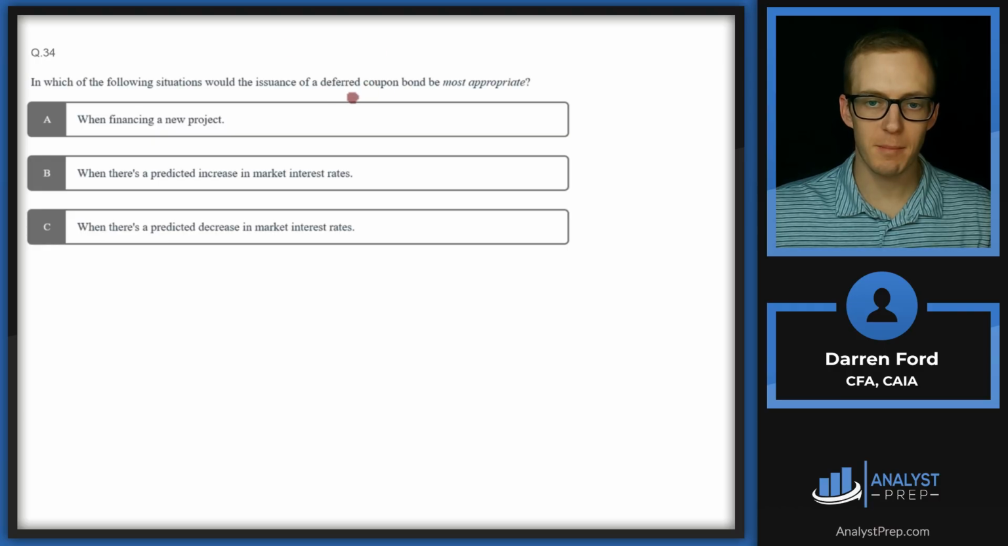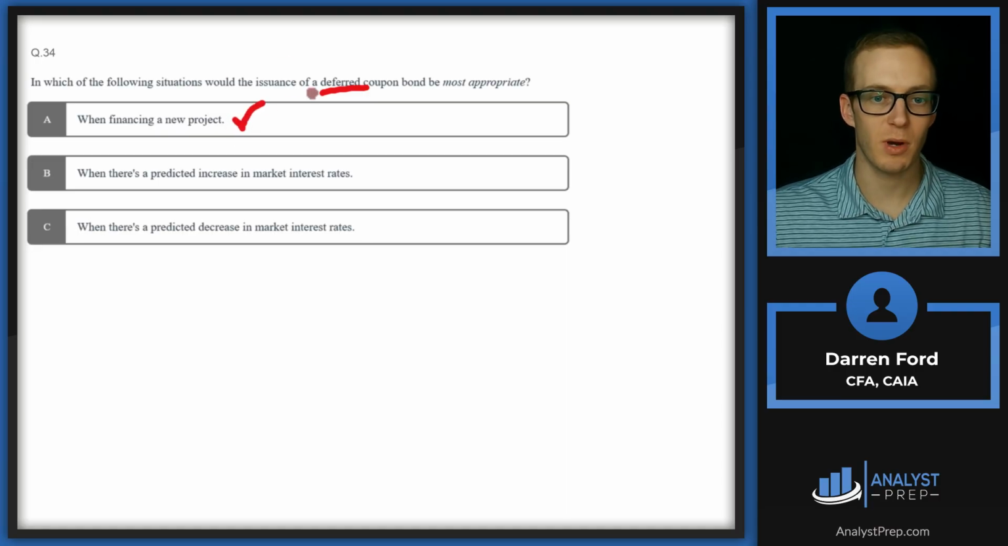So deferred coupon meaning we're going to issue this debt as the issuer, and we're not going to have to make interest payments until some time in the future, hence the deferred. So basically our payments on this bond are deferred. So why would we want to do this? Is it A, when financing a new project? This could certainly make sense, so it could be our answer.